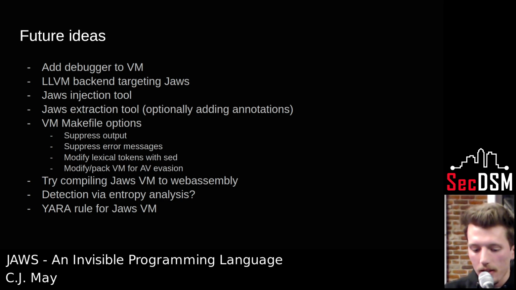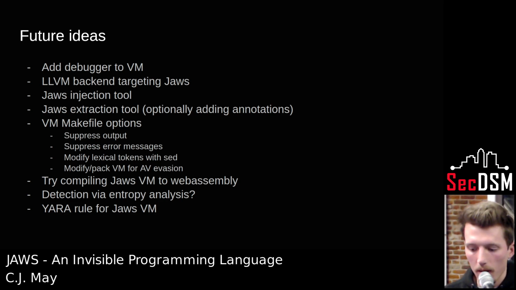I also would like to try to compile the JAWS virtual machine to WebAssembly. Since the JAWS virtual machine is written in C, it can technically run on any architecture that C compiles to. And there is an LLVM backend for WebAssembly, so I would like to try that out and see if I could get JAWS VM to run on WebAssembly, because that would open up a lot of attack surface within browsers, because that's kind of an area of IT that doesn't get a lot of security attention.